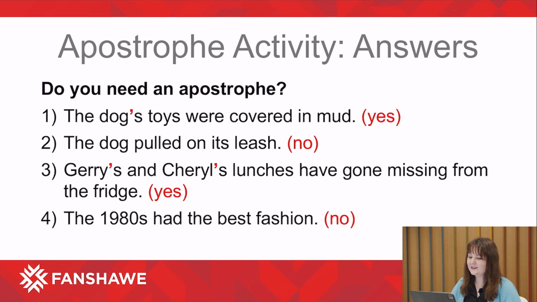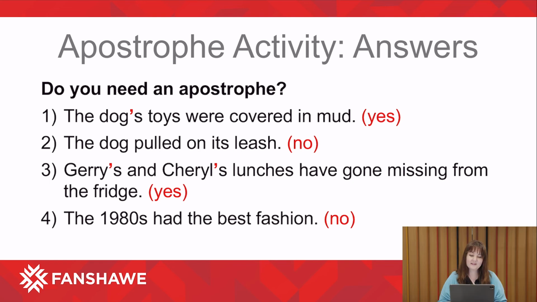Number 3, Jerry's and Cheryl's lunches have gone missing from the fridge. So in this case, you would have the apostrophe S's after Jerry's and Cheryl's to show that they each have lunches that have gone missing. Number 4 would not have an apostrophe because it's just showing the decade in general of the 1980s. There is nothing that is being omitted, and there's nothing that's indicating anything belongs to it. So you don't need an apostrophe there.